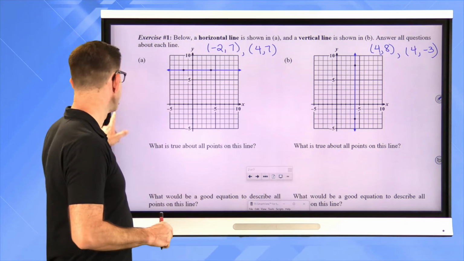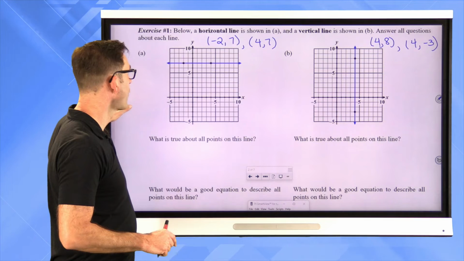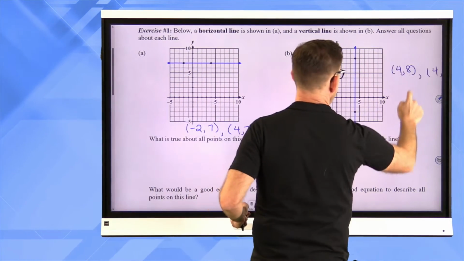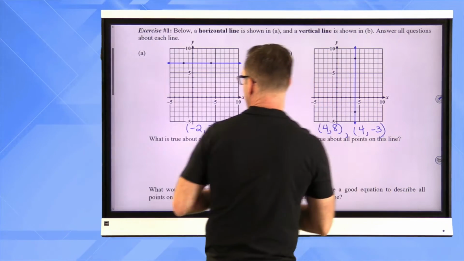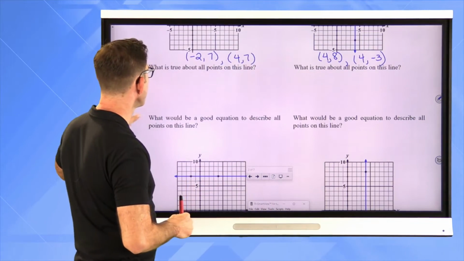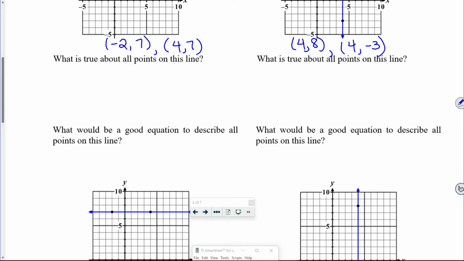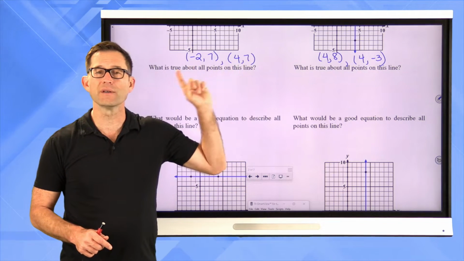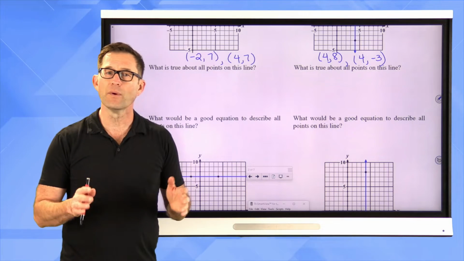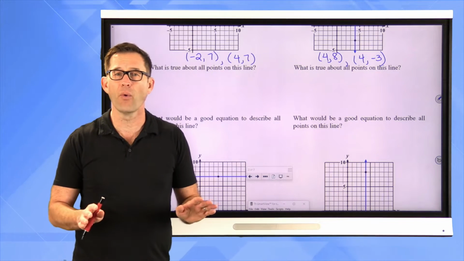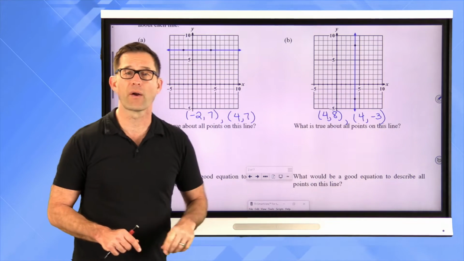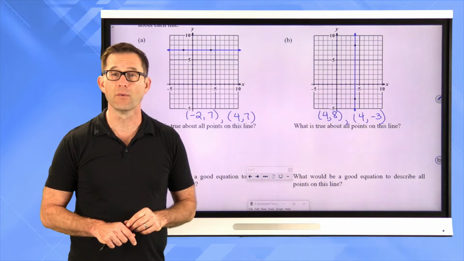Now let's start to answer the questions. And I say we just go back and forth on them. Let's talk about the first question. What is true about all points on this line? And let's talk about the horizontal line first. Immediately we can see something that's true if we just look at these 2 points. And hopefully what's pretty obvious is that if I pick any point along that horizontal line, the y-coordinate is going to be equal to 7.